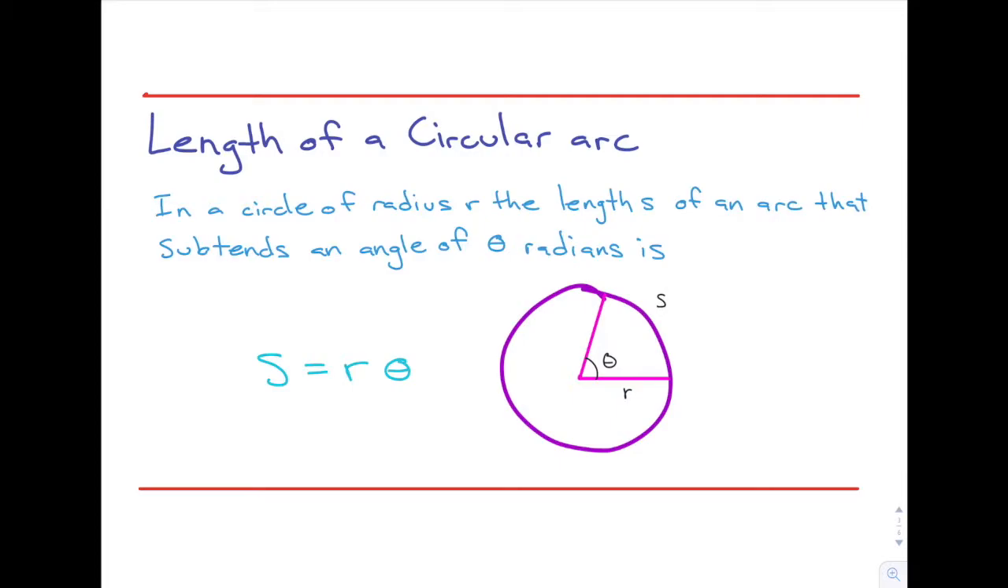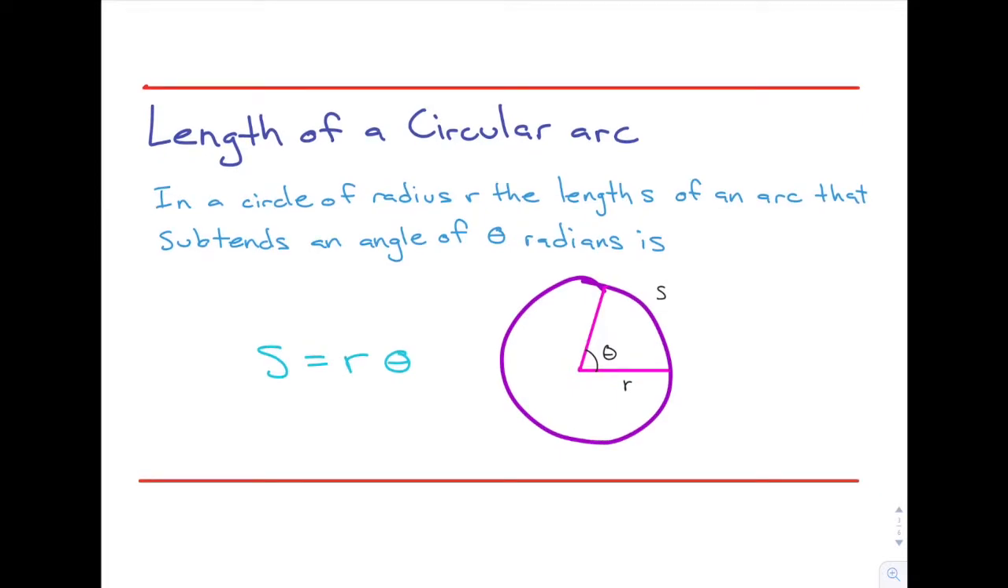So the length of a circular arc: in a circle of radius r, the length s of an arc that subtends an angle of theta radians is s equals r theta. And I've drawn a picture here, just so you can see visually what's happening when we talk about the length of a circular arc.